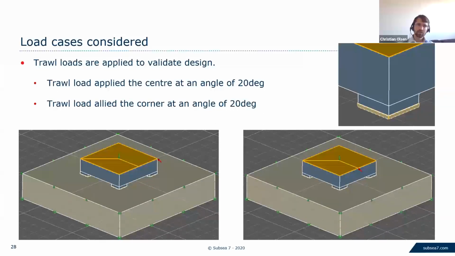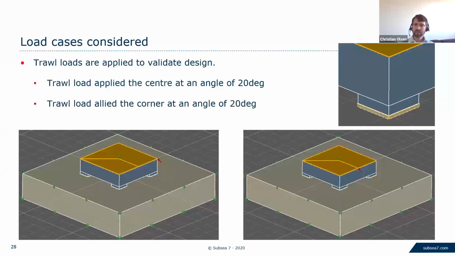In this scenario here, trawl loads have been applied. And in the present case, I've just seen what the difference is if the trawl load is applied on the corner or if it's applied in the middle. In the middle, that would mean that the trawl load is applied all over the structure and then pulls at the same time on the structure. So this case here is to assess the difference between having a corner load and a central load. In both cases, they're applied at an angle of 20 degrees, which is quite normal as the vessel will be pulling upwards with the trawl gear.